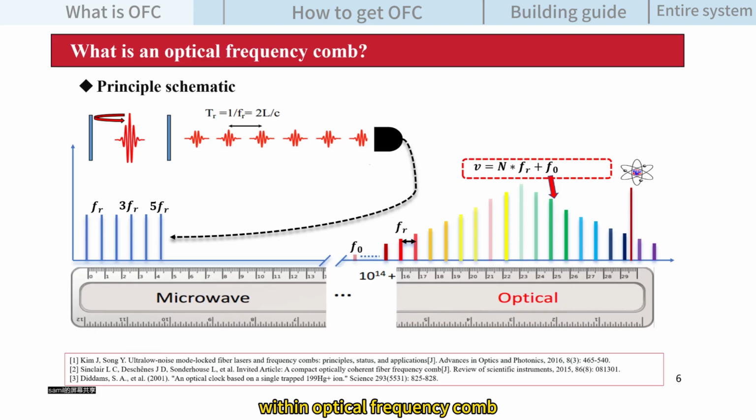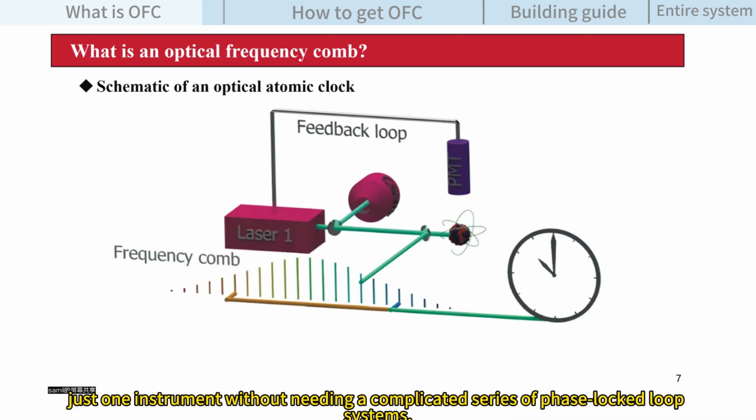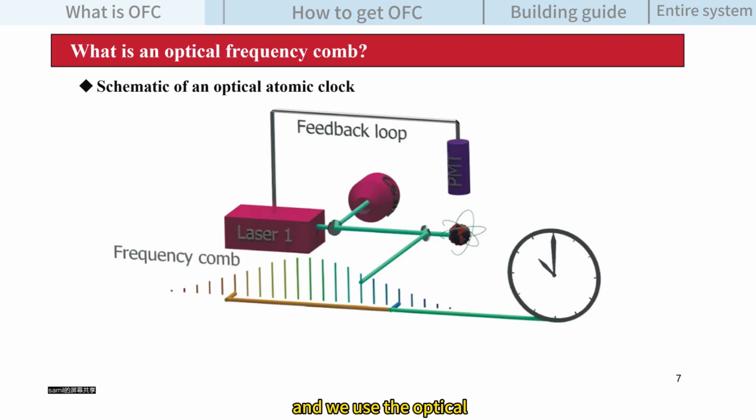With an optical frequency comb, we can now measure the optical frequency. And with an optical frequency comb, we have a ruler that connects the optical and the microwave domain. This means we can measure optical frequency with just one instrument, without needing a complex system of phase-lock loops, and we use the optical frequency comb to down-convert this laser.